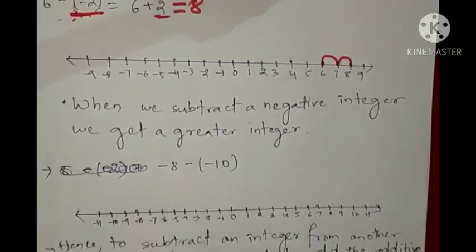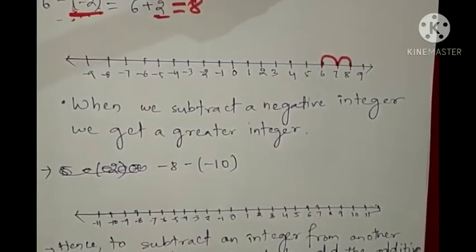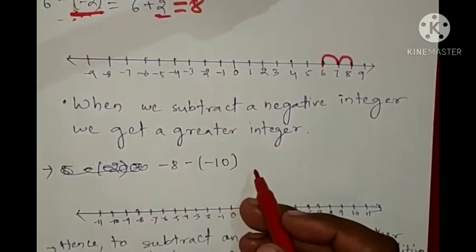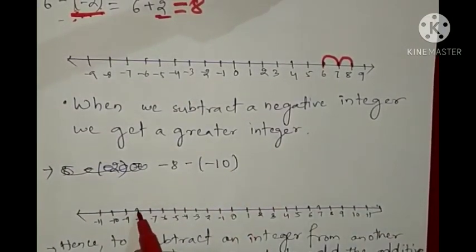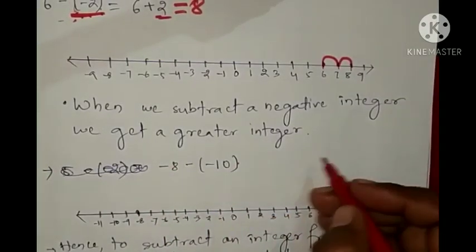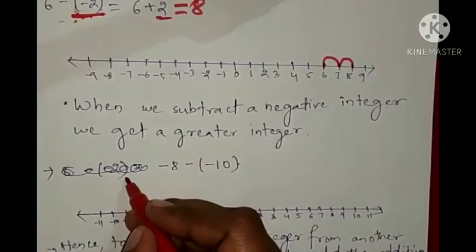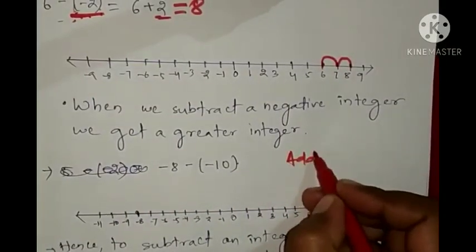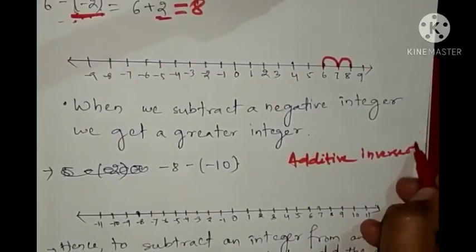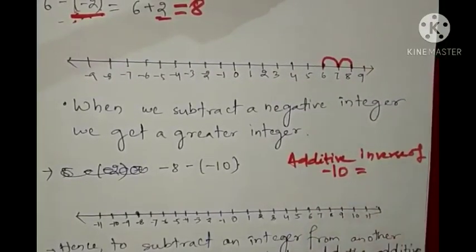Next we will see minus 8 minus minus 10. So where is minus 8? Look, here is minus 8. So minus minus 10. So what we can write? Additive inverse of minus 10 is how much? 10. So what will you do?